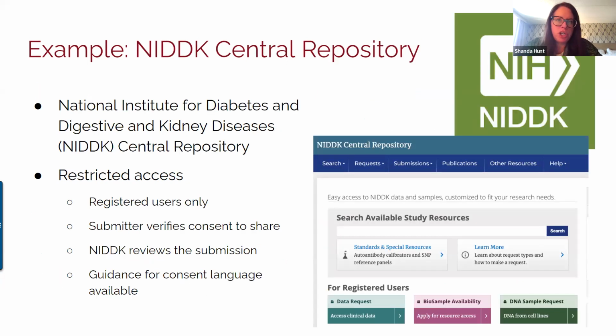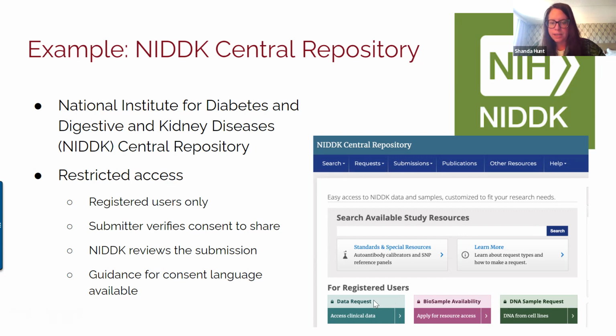Okay, so I'm just going to share a couple of examples and talk about some of the basic characteristics of these repositories. One example is NIDDK. This is an NIH repository. It's from the National Institute for Diabetes and Digestive and Kidney Diseases, NIDDK. So if that's where your research lies, this might be an appropriate repository. It is something called a restricted access repository. So that means you can see these little locks down here in these color boxes on the bottom right-hand side.